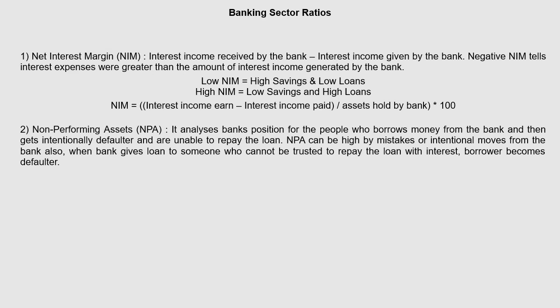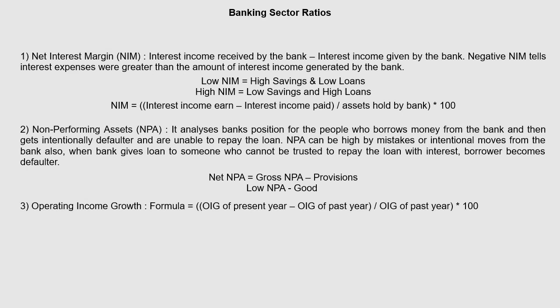When a bank gives a loan to someone who cannot be trusted to repay the loan with interest, borrowers become defaulters. NPA, or non-performing assets, are recorded on the bank's balance sheet after a prolonged period of non-payment by the borrower. Net NPA is equal to gross NPA minus provisions. A bank with lower NPA is considered to be healthy.